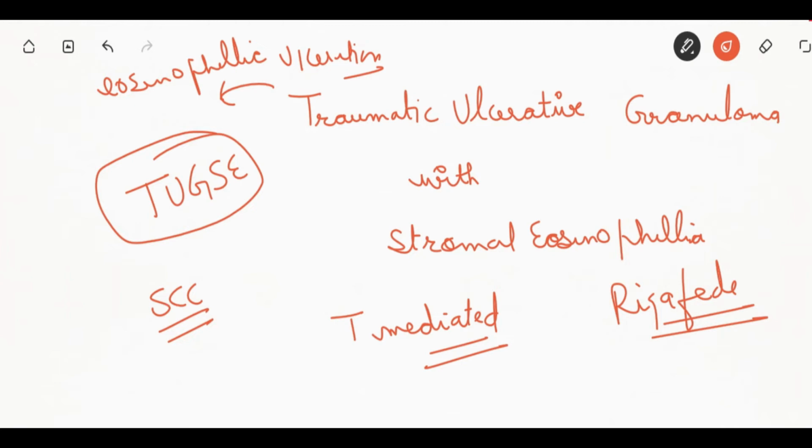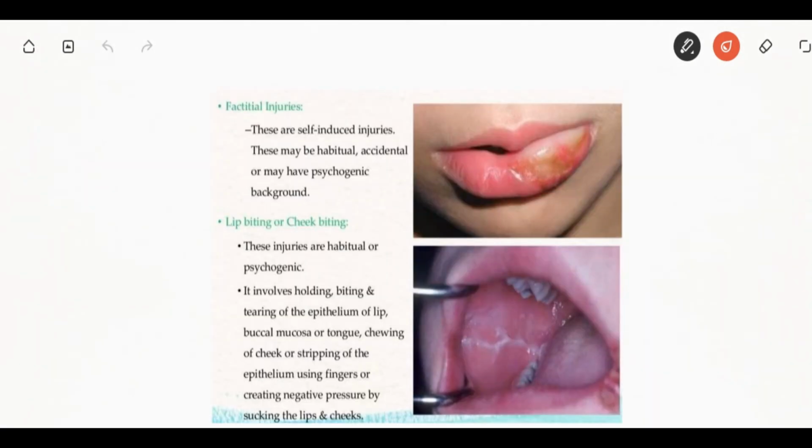The treatment is similar to that of traumatic ulceration. The large eosinophilic ulceration will heal rapidly after the biopsy, though extraction of the involved tooth can sort out the problem, as in the case of Riga-Fede disease. The teeth should be retained only if they are stable. Next comes the factitious injuries.